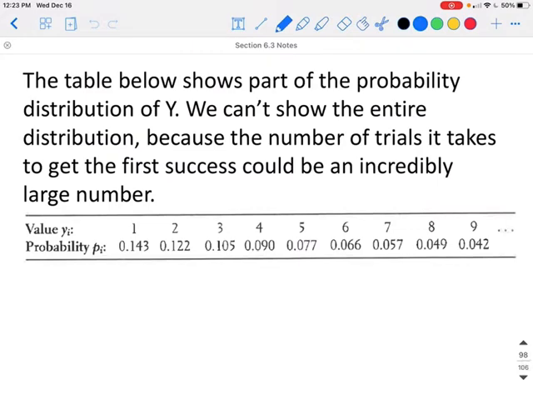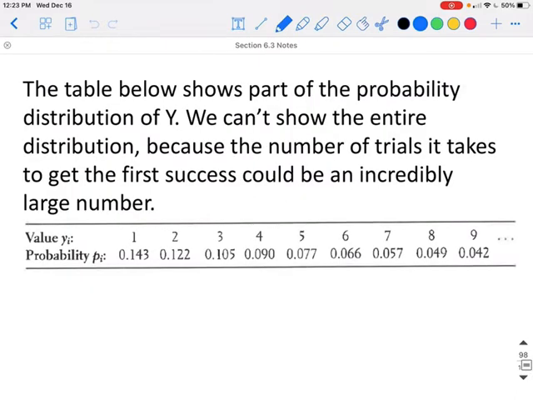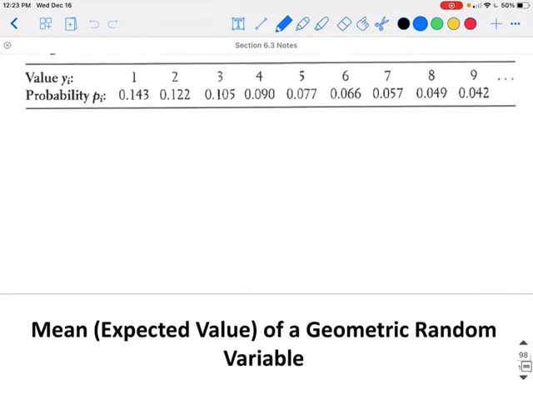The table below shows part of the probability distribution of y. We can't show the entire distribution because the number of trials it takes to get to the first success can be an incredibly large number. So here is the table that we have. This was for the birthday game, so the probability that there was 1, 2, and so on and so forth.